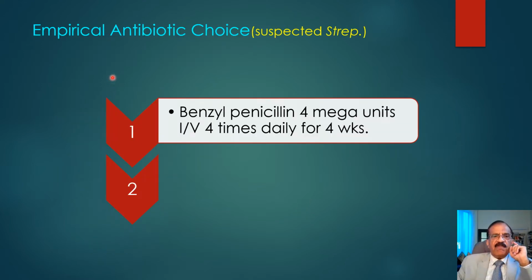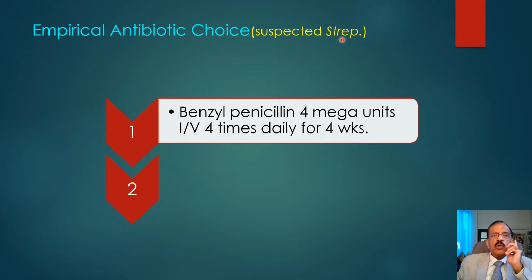Then the empirical therapy for suspected Strep viridans or Strep faecalis. These two collectively constitute the commonest cause of endocarditis, especially in those patients who had underlying valvular heart disease. Since there is no way to differentiate between these two clinically, we give a coverage which will work for both.